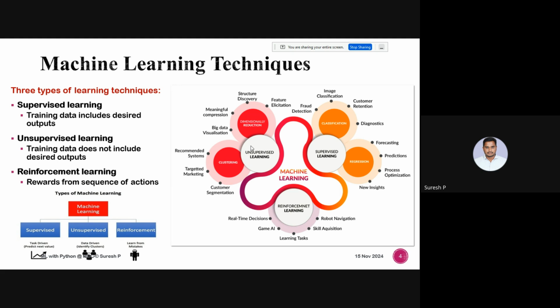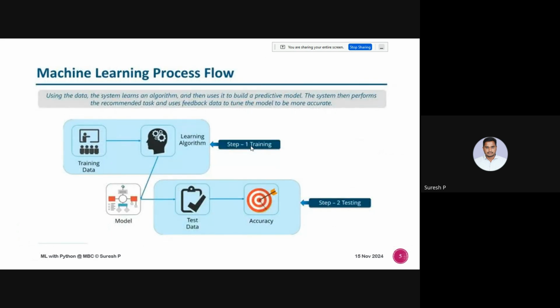And reinforcement learning will learn from rewards and penalties. It is a dynamic environment. In the dynamic environment, for every action, it will receive either a penalty or a reward. So based on the penalty or reward, it will improve itself in every action, in every iteration. The algorithm will learn by itself, and based on that, the decision will be taken. So that is called a reinforcement learning algorithm. So this is the fundamental process flow of machine learning techniques.